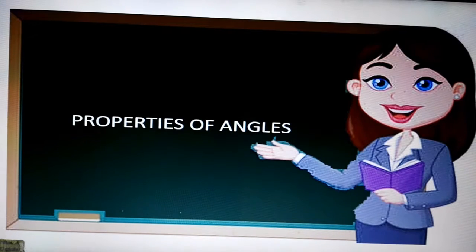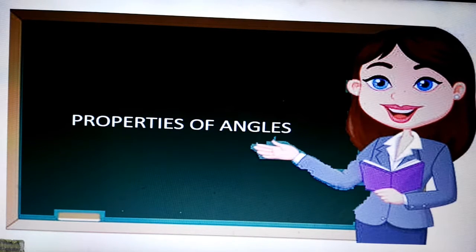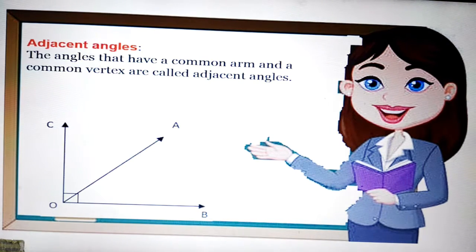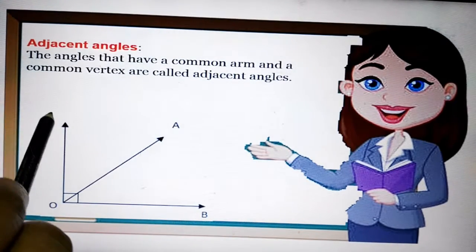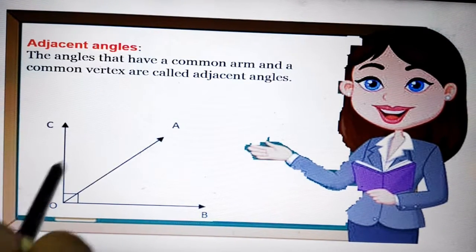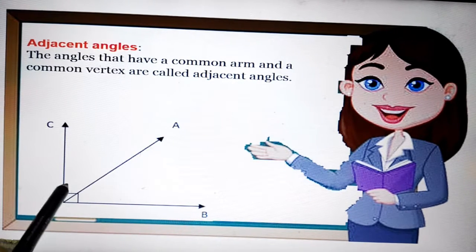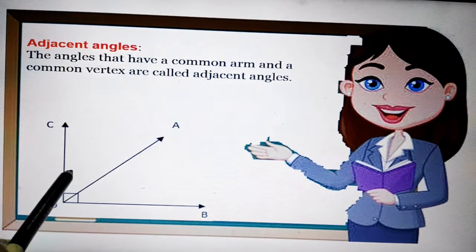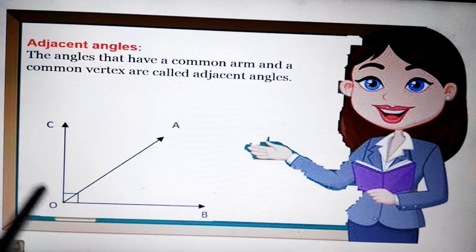Now we have understood the quantities of angles. So now move to the properties of angles. First of all, angles that have a common arm and a common vertex are called adjacent angles. Here you can see that there are two angles, COA and AOB. These two angles are called adjacent angles because they have a common vertex O.